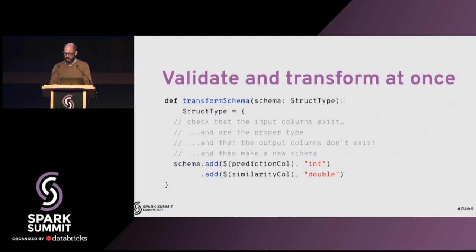And then we're going to make a new schema by making a copy of the old schema with the columns that we're going to add to it for our prediction. In this case, the map entry and the similarity score added to the end of the schema.